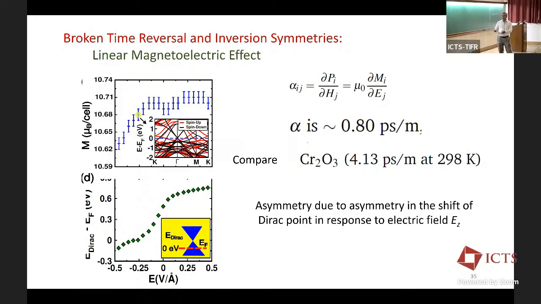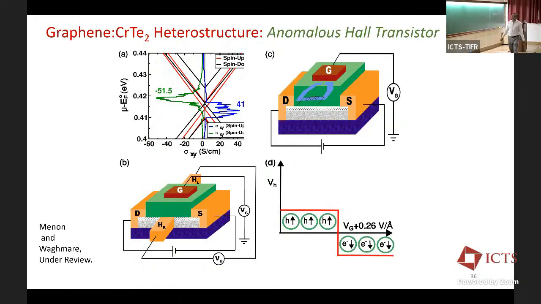So it means you can measure changes in conductivity and magnetic moment if you apply a field along the x direction. And the asymmetry in this curve is basically linked with the fact that the Dirac point shifts in an asymmetric way due to asymmetry in the density of states.